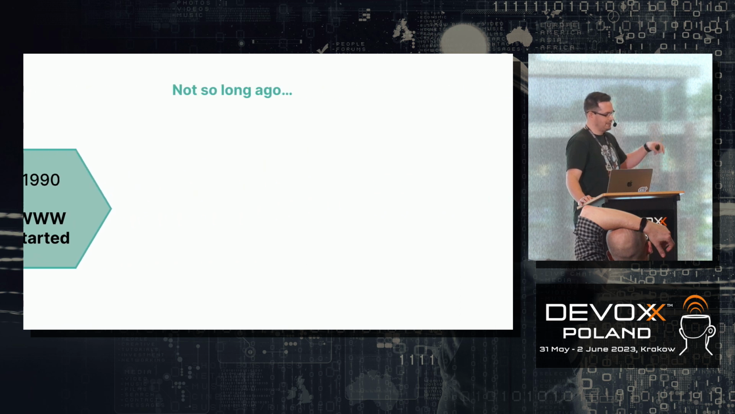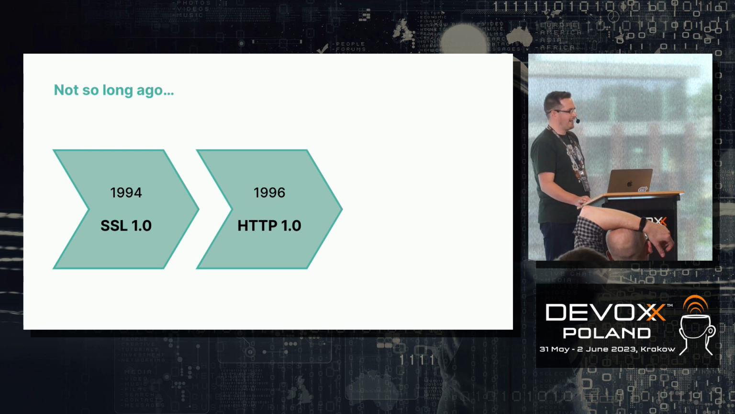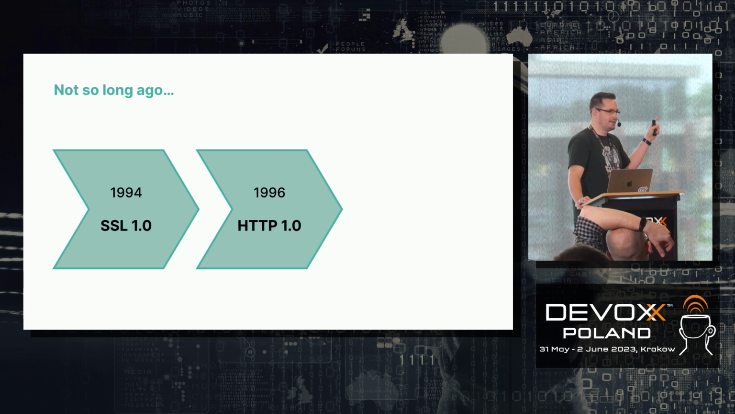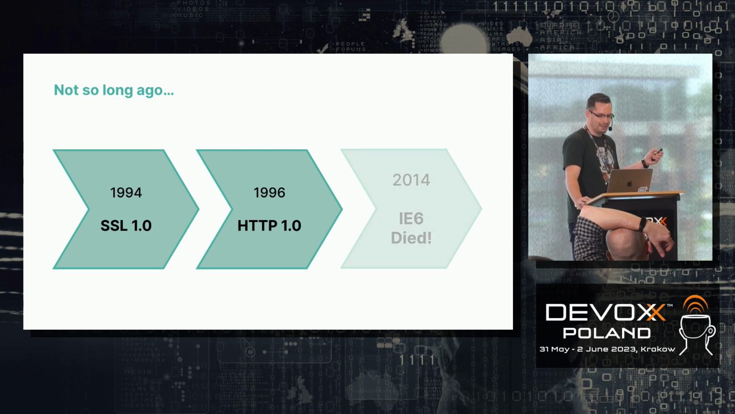So if we look closer at those dates, 1994, this is when SSL 1.0 was introduced. 1996, it's HTTP 1.0. And that's interesting because before 1996, it was every company for themselves. There was no standard of sending stuff over the internet, so everyone could have their own protocol. HTTP 1996. And the last thing that I think is important in this picture is 2014, the death of Internet Explorer 6.